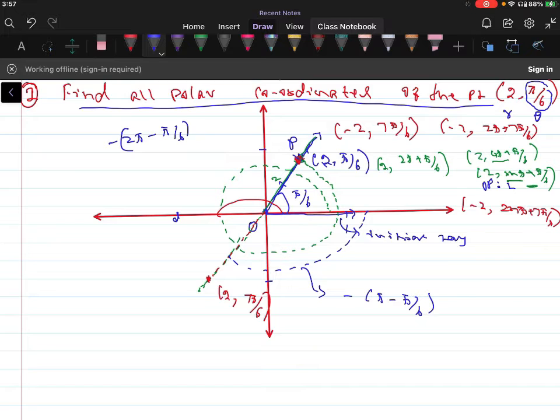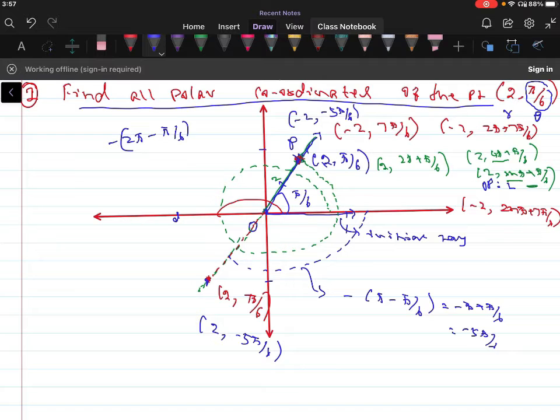So that can be written as minus pi plus pi by 6. So this angle is pi by 6 here. So that is equal to minus pi by 6. So this point is (2, minus pi by 6). Now the opposite side of this point is called (minus 2, minus pi by 6).